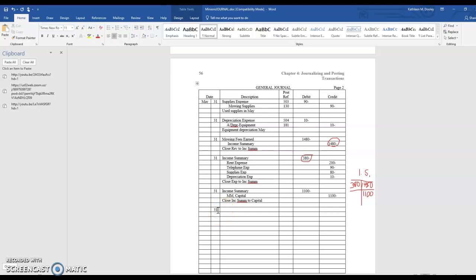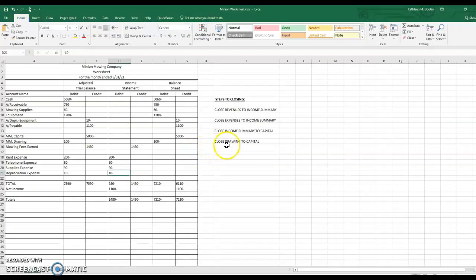Okay, we have one last one to go, which is to close drawing to capital. The drawing has a $100 debit balance, so to close it, I'm going to credit drawing for $100.